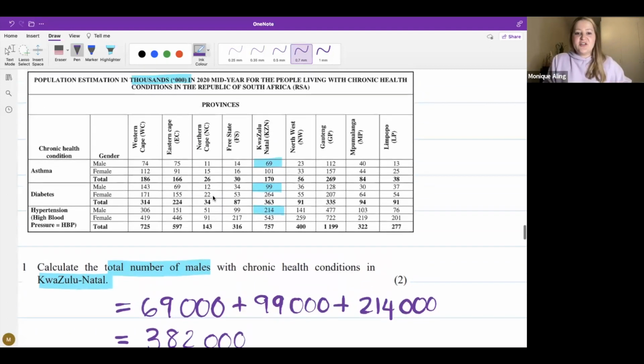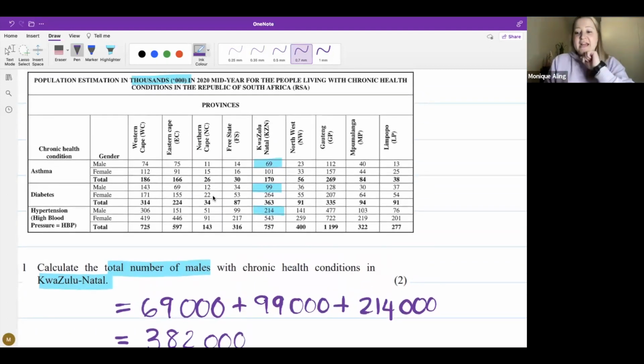I'm a bit confused. Where is the 1,000 coming from? Because on the screen I'm seeing 69, 99, and 214. Okay, good question. So in the heading of the table, where I've highlighted over here at the top, it says estimation in thousands. So instead of them writing it out in full, they've just given it as shorthand, told us as thousands in the heading. So we read 69 as 69,000 because they've mentioned it at the top there.